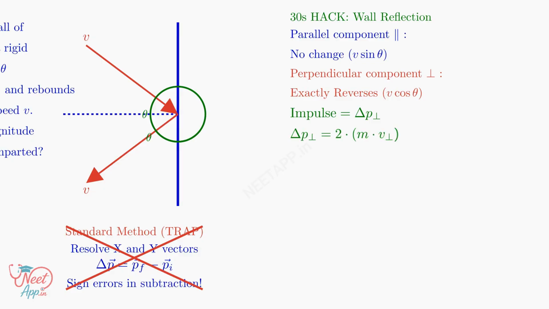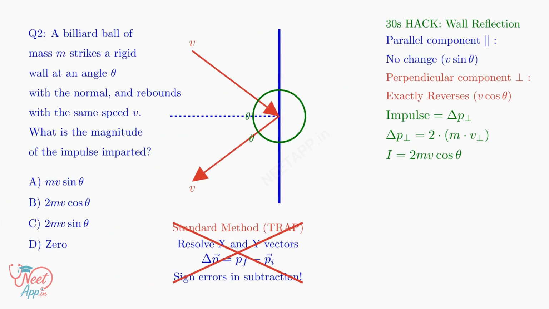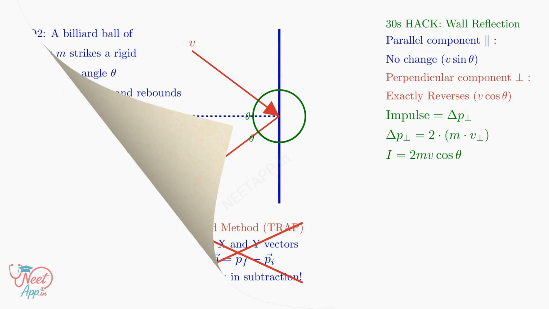Since impulse is change in momentum, it is simply double the perpendicular momentum. That gives us 2mv cosine theta. Option B is our answer. Remember, impulse is always double the perpendicular component. Lock it in. Question 3 is a high-frequency NEET favorite.